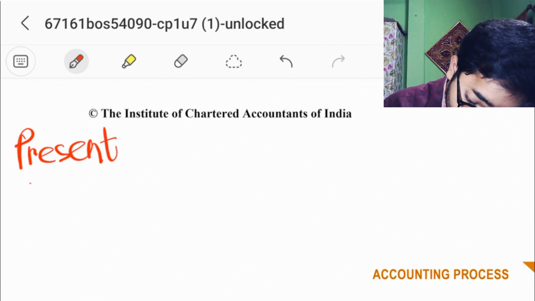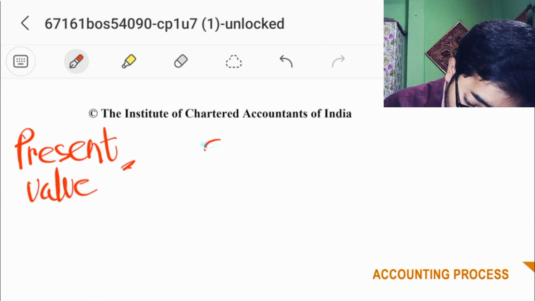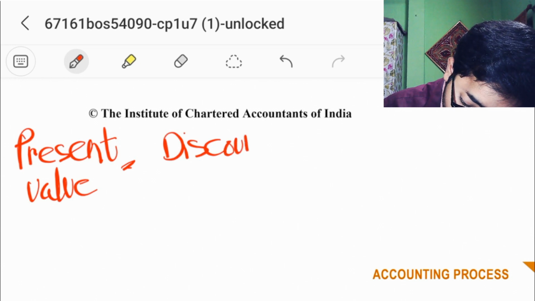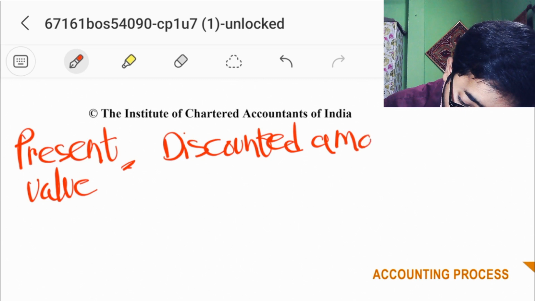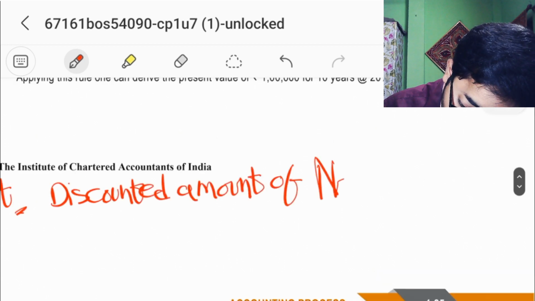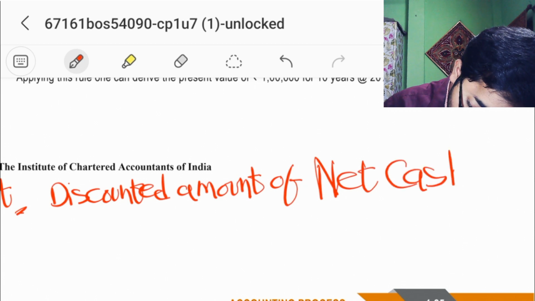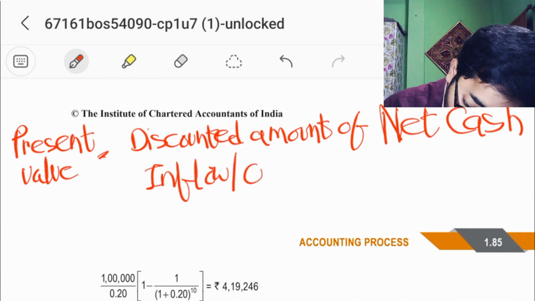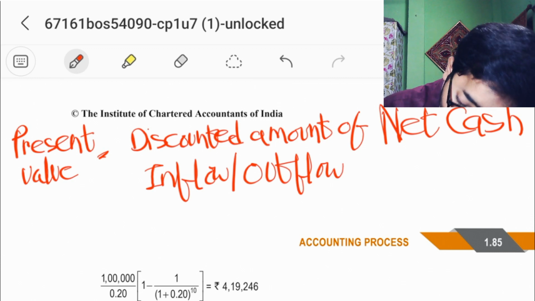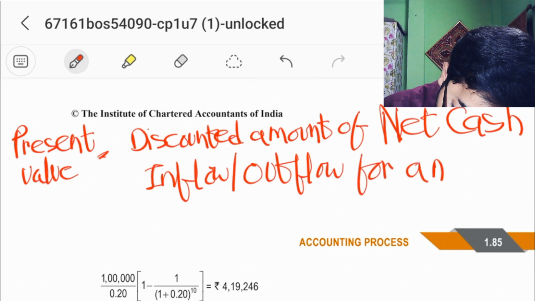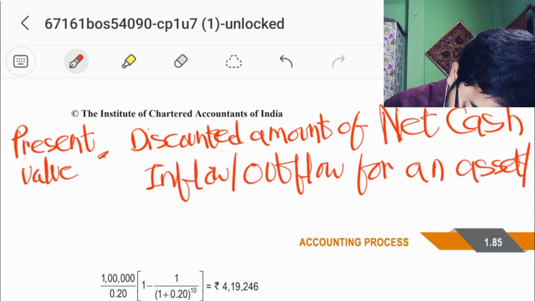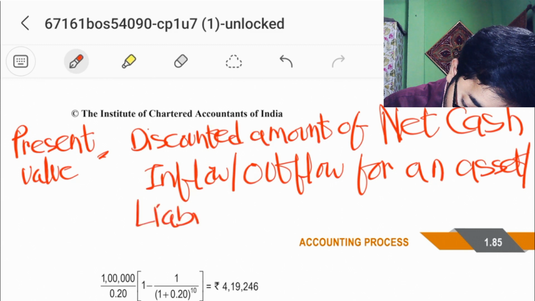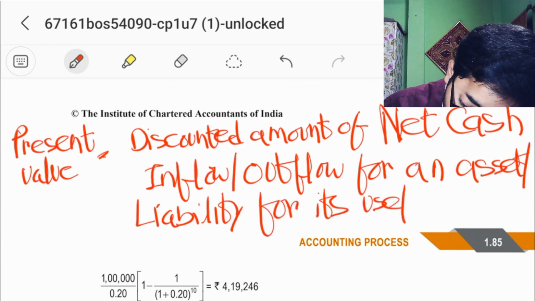Present value is the discounted amount of net cash inflow or outflow for an asset or liability for its useful life.